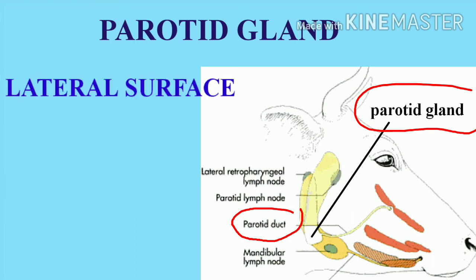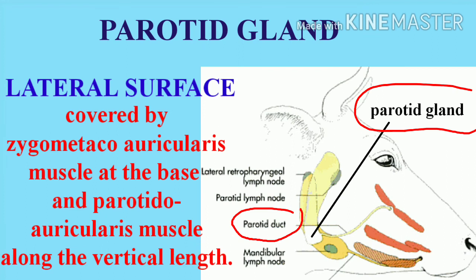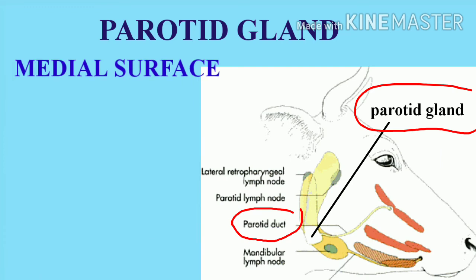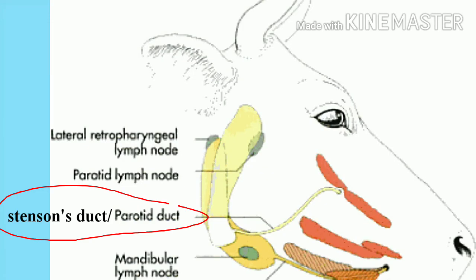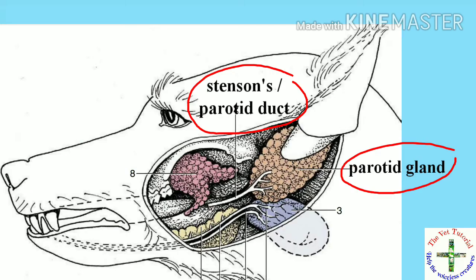First is lateral surface. It is covered by zygomatico-auricularis muscle at the base and parotido-auricularis muscle along the ventral length. Then second is medial surface. It is related to parotid lymph glands, stylohyoid bone, masseter, occipitohyoideus, digastricus muscle, external carotid artery, external jugular vein, and lastly superficial temporal nerve.